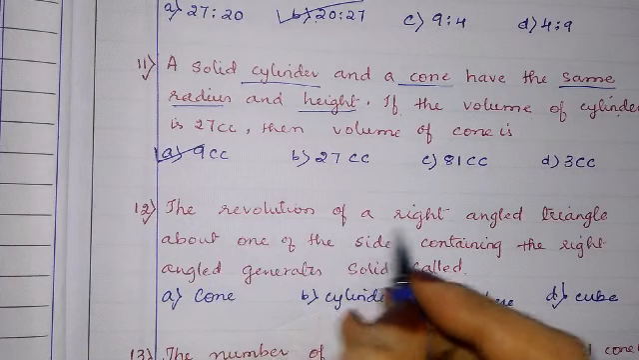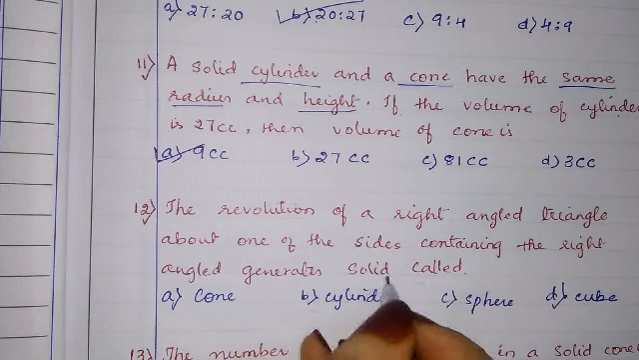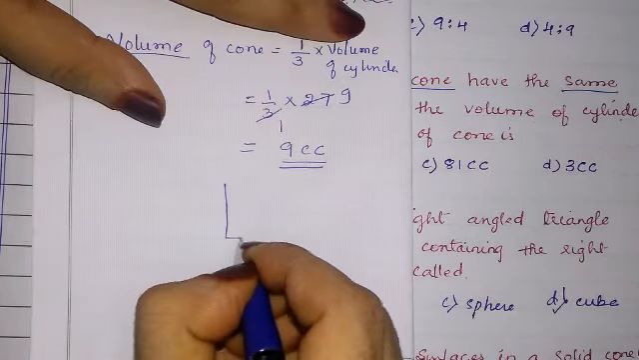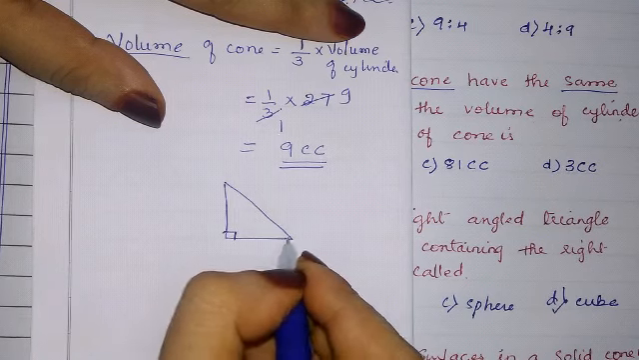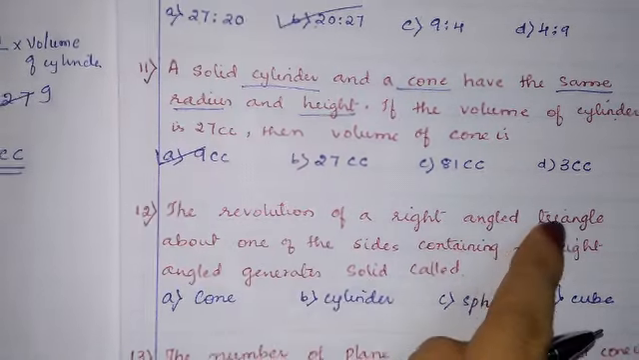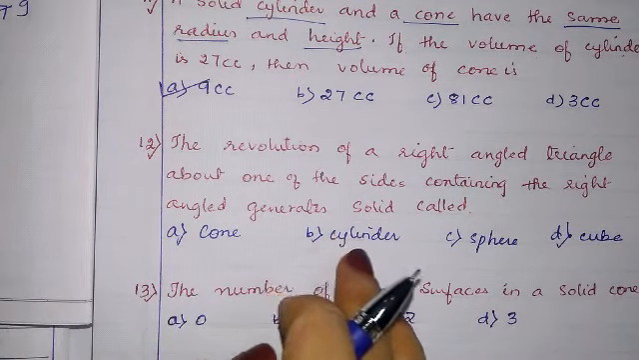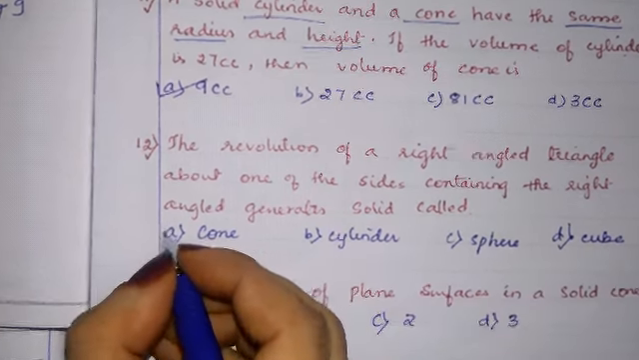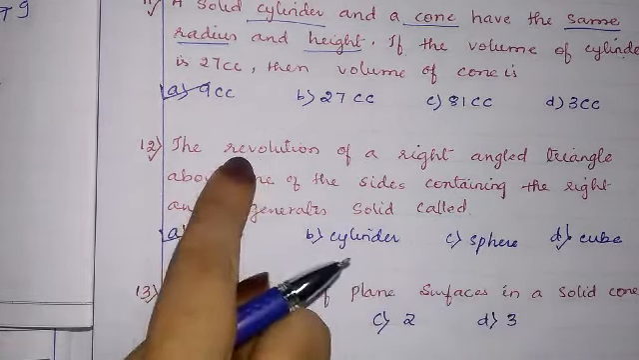The revolution of a right angle triangle about one of the sides containing the right angle generates which solid? See what they are saying here. If the right angle triangle, having an angle of 90 degrees, is revolved, which solid is formed? If we roll it, a cylinder cannot form, a sphere cannot form, a cube cannot form, but we know it can form a cone. So a cone is formed when the right angle triangle is revolved.